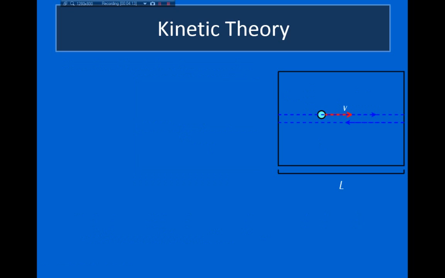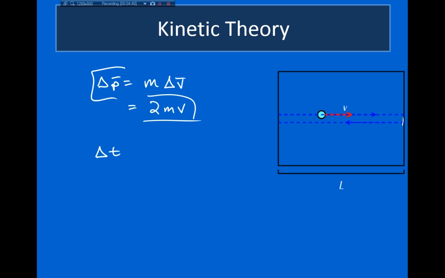Now, if we think about this, if the particle bounces off the container in an elastic way, so it's moving with a speed v, and then it hits the wall, and then it's moving in the opposite direction with the same speed v, then the change in the momentum of the particle is equal to m times the change in the velocity, and this is going to equal 2mv. And we found that the amount of time it takes between collisions is equal to 2L divided by v.